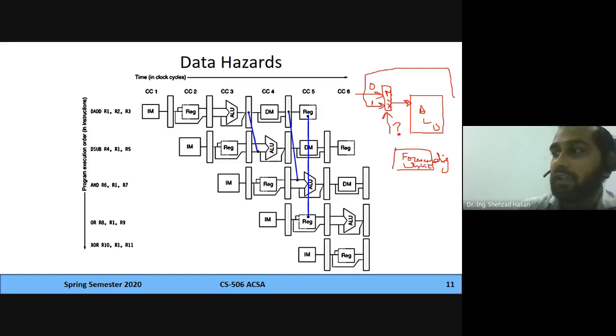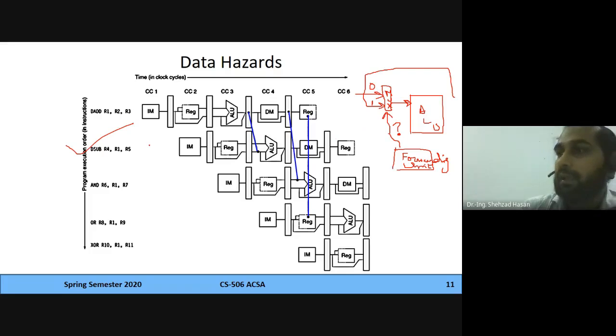So the task of the forwarding unit is to generate the select inputs for these multiplexers. Okay, so that's the only task of the forwarding unit. And how it's going to do that, we are going to come to that shortly. Now we have discussed subtract. So subtract can move on, right? Because if we have this path and if we have some forwarding unit which can select the right inputs to go to the ALU, then our problem is solved.